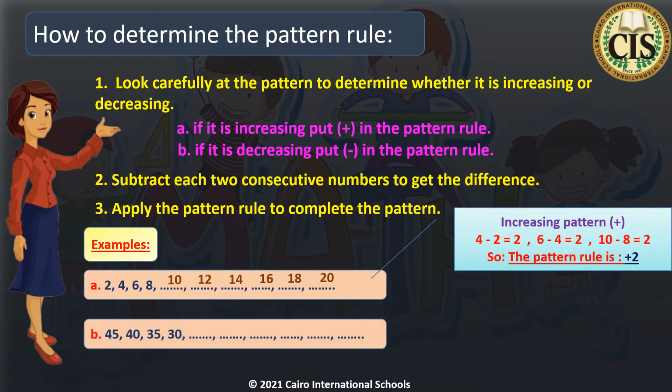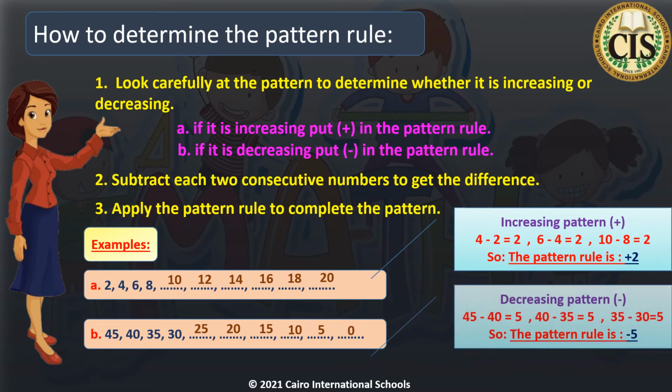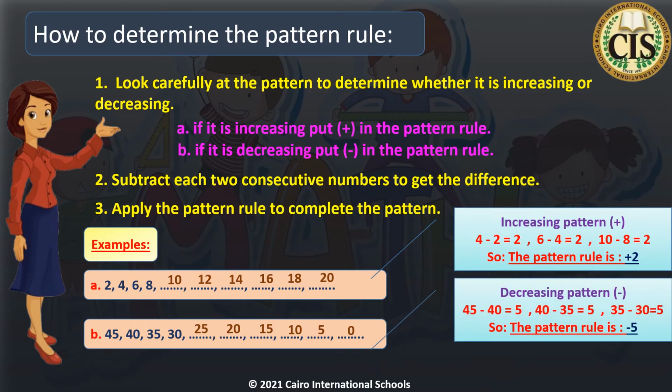The next question: 45, 40, 35, 30, 25, 20, 15, 10, 5, 0. What did we notice here? We noticed that numbers are getting smaller, so this is a decreasing pattern. So we must write minus in the pattern rule. And how to get the difference? Subtract each two consecutive numbers.